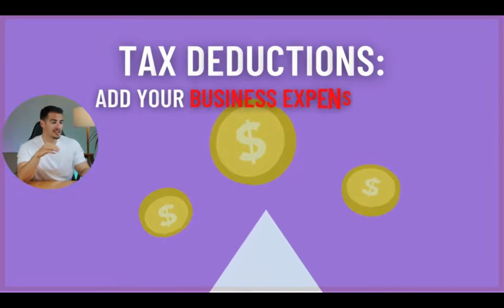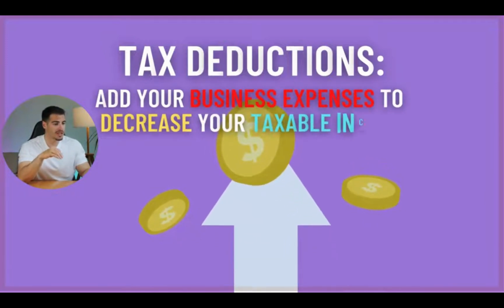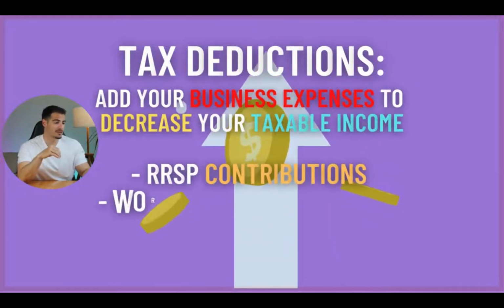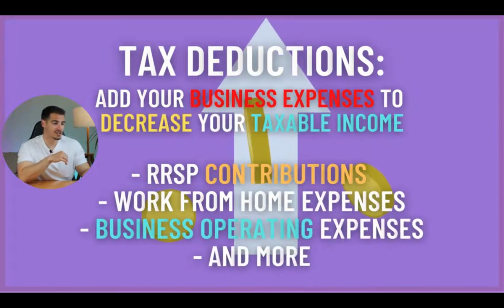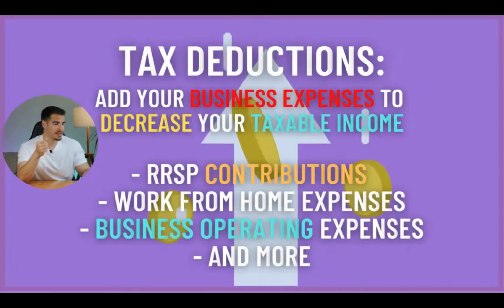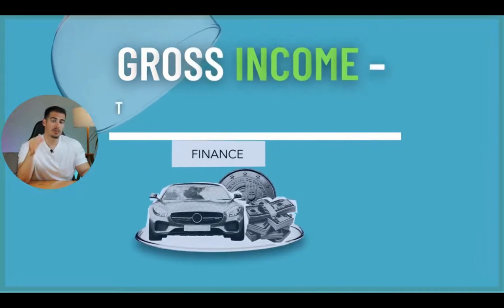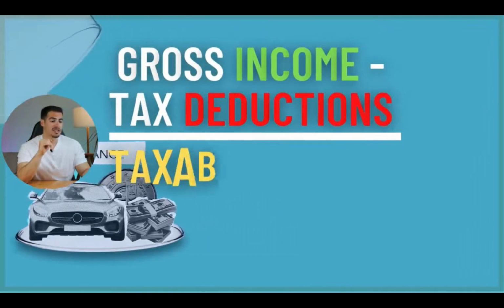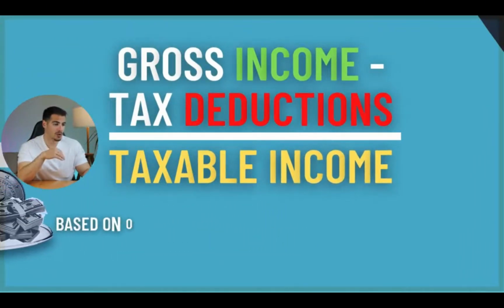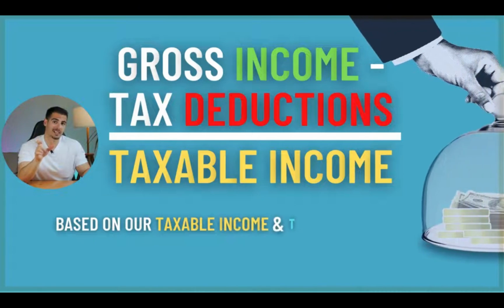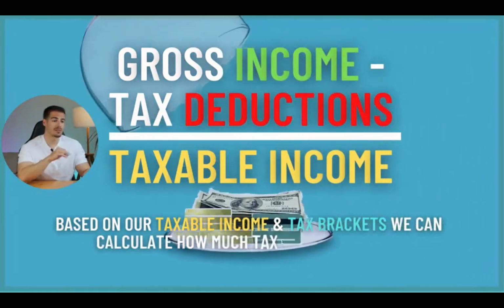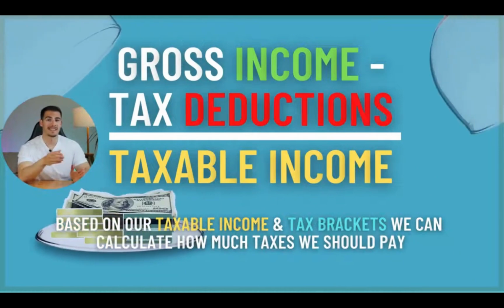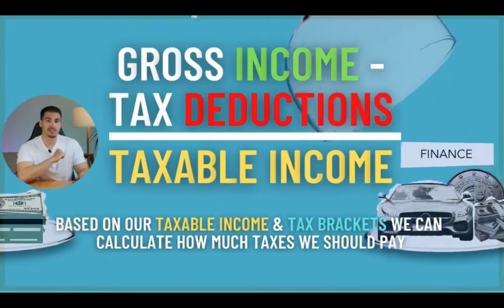Now, the next step is to add your tax deductions to decrease your taxable income. Some common tax deductions are RRSP contributions and work from home expenses. And if you run a business, you can claim business operating expenses as a tax deduction, which I'll explain more in a few minutes. Now, we have our gross income minus all of our tax deductions, giving us our taxable income, which we put into our tax bracket to calculate how much money we should pay. We have tax credits as well, but hopefully TurboTax automatically applies all of those tax credits if you're eligible.